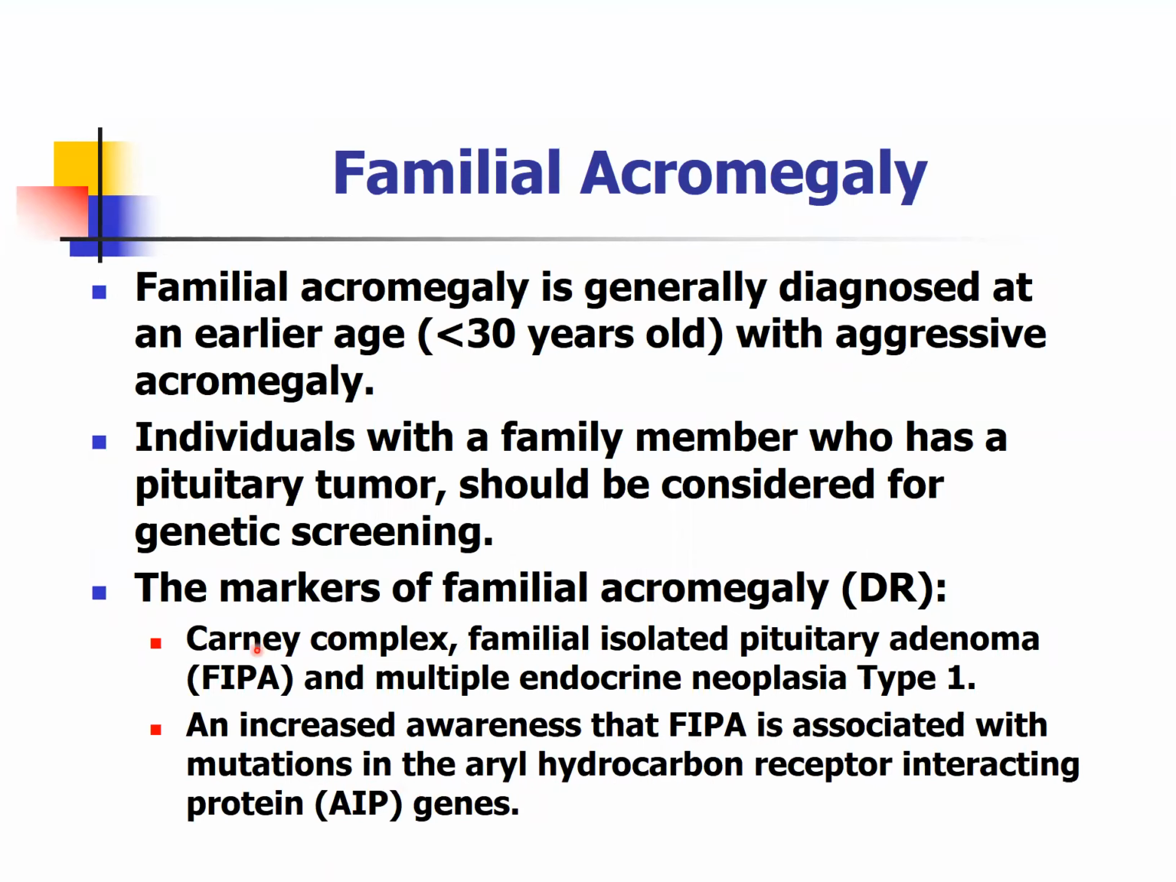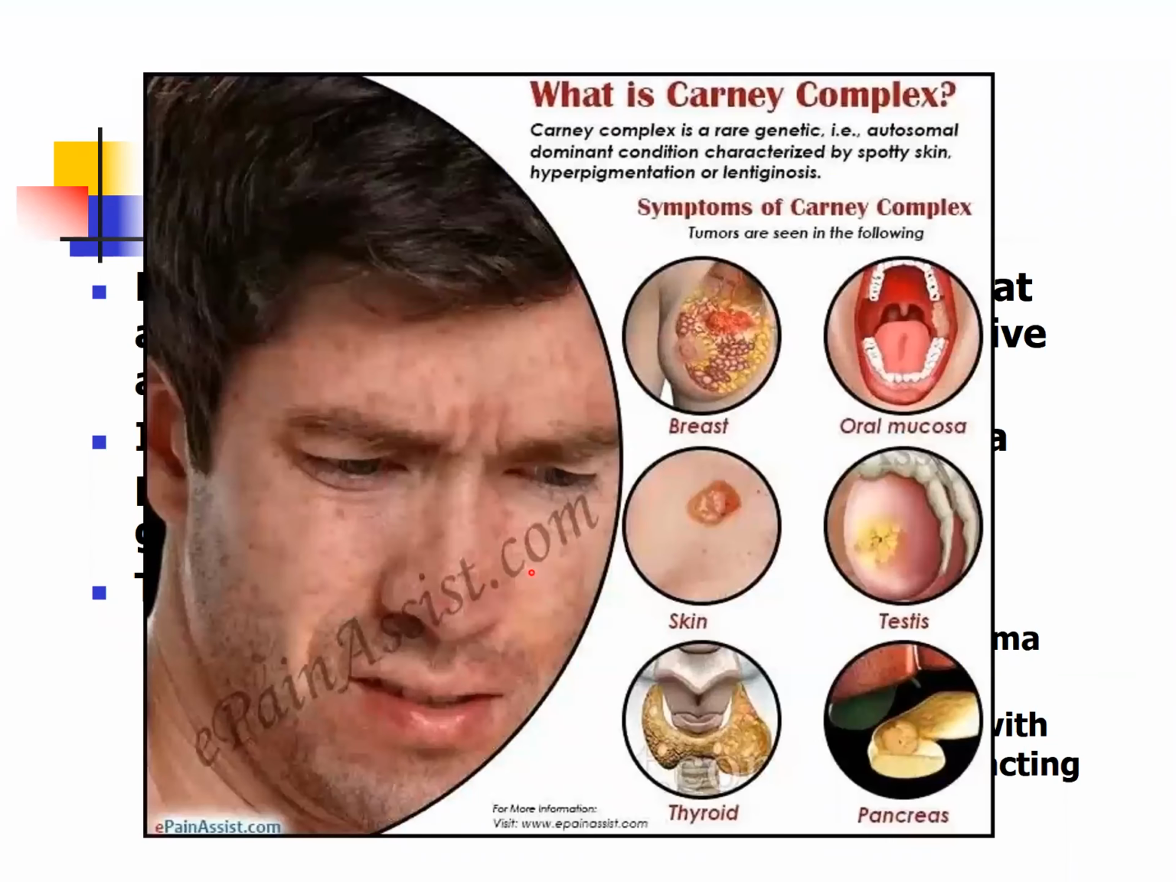Now, what is Carney complex? Carney complex is a rare genetic disorder. It's an autosomal dominant condition that is usually characterized by spotty skin hyperpigmentation and pigmented papules. That's a lentiginosis. In this genetic disorder, the tumor incidence is very high, including the breast, skin, testes, pancreas, thyroid, and oral mucosa cancer, for example, and as we mentioned, the growth hormone secreting tumors as well.